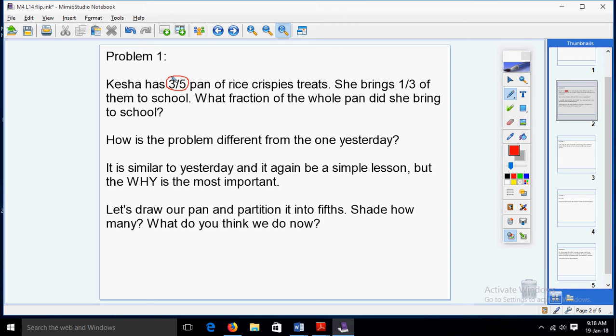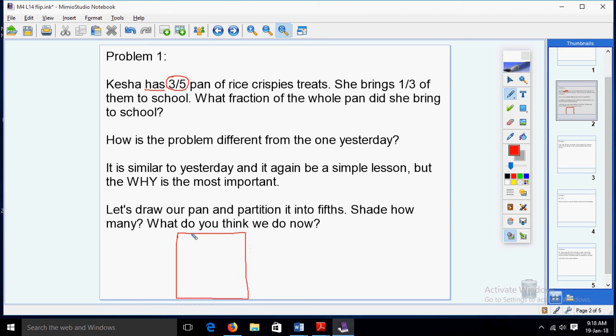Once again, it is very similar to yesterday, and it will seem very easy once you look at the problems and there's a pattern. But the why is most important. So we're still going to be drawing. Let's go ahead and draw this. Now, she has 3/5, so that's what we're going to show first, just in order of what the word problem is telling us.